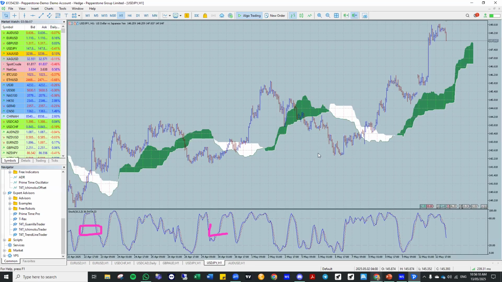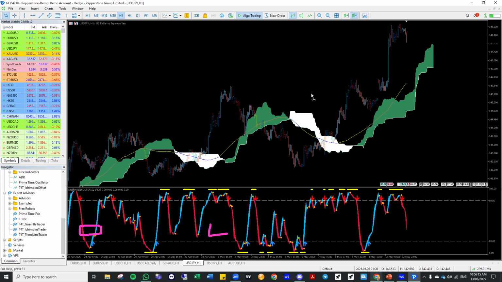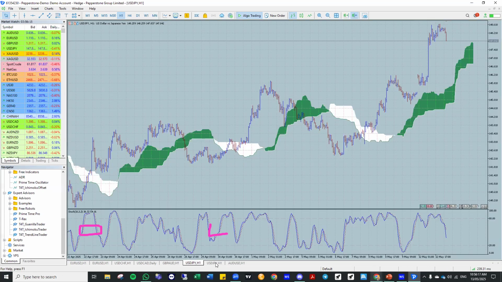Now let's just get into the beast, right? So we've got two different structures here for the beast. Now you can just trade the cloud.